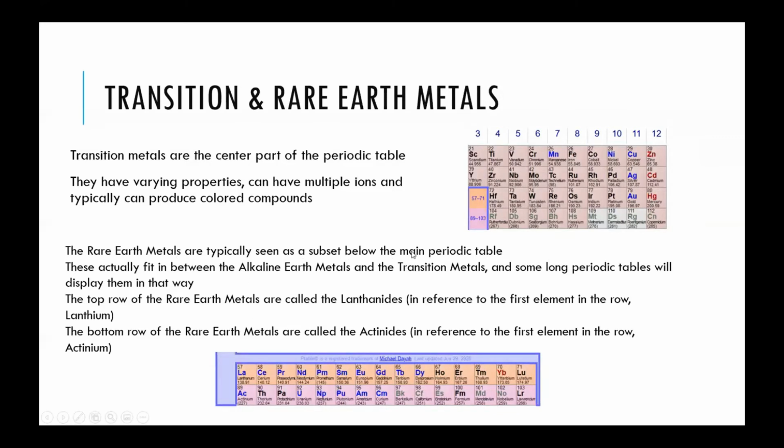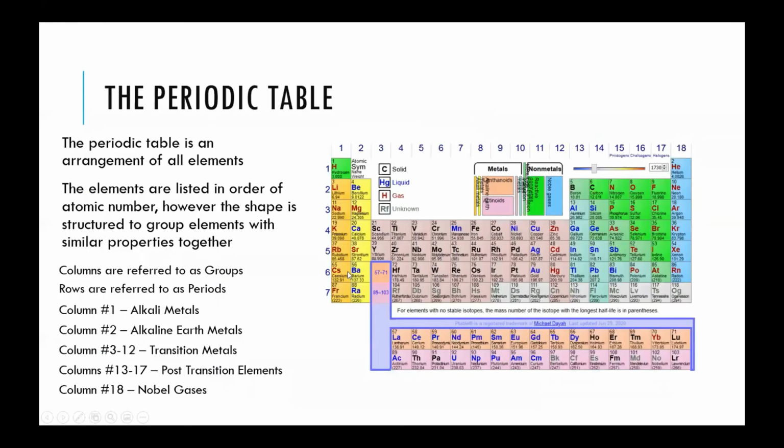The rare earth elements are usually shown below the periodic table. However, in many older versions of the periodic table, you will see it stretched out. These two rows actually appear right here in between the pre-transition elements and the transition elements. However, that extends the periodic table to be very, very long. So most times they're typically shown as a subset underneath the rest of the periodic table.